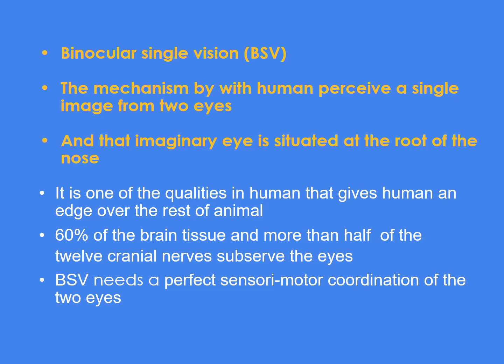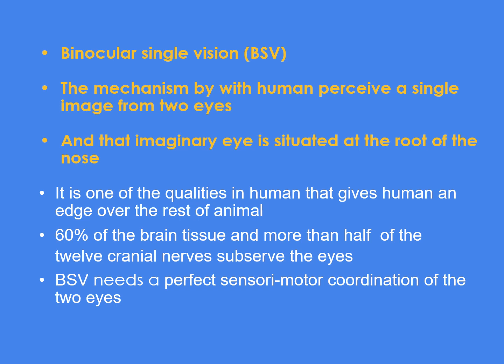Binocular single vision is the mechanism by which humans perceive a single image from a pair of eyes, two eyes, and that imaginary eye is situated at the root of the nose. It is one of the qualities in humans that gives humans an edge over the rest of the animal kingdom. Nearly half of the brain tissue and half of the cranial nerves subserve the eyes.